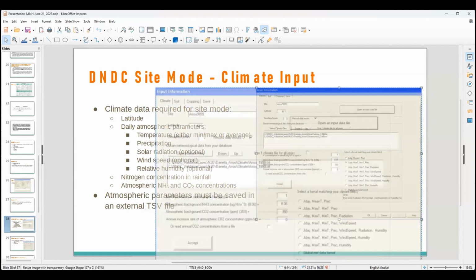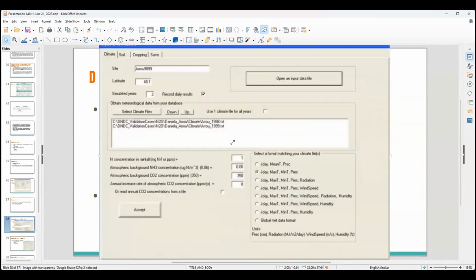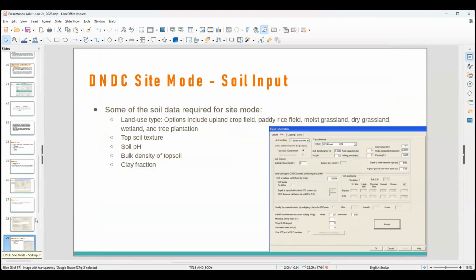So this is a snapshot of what your screen will look like when you do the climate input. These are the different formatting steps that we are describing. Once you've created the data in a particular format, you need to open it, and always remember to click accept. And finally, after you're done with climate, soil, and cropping, please save it. Otherwise, you lose all the information.